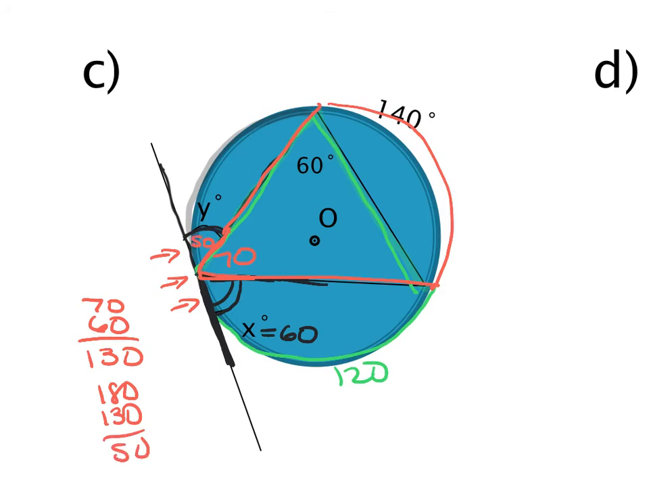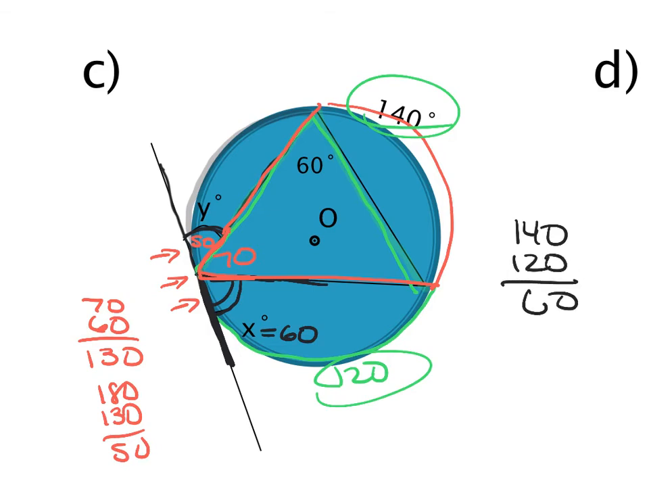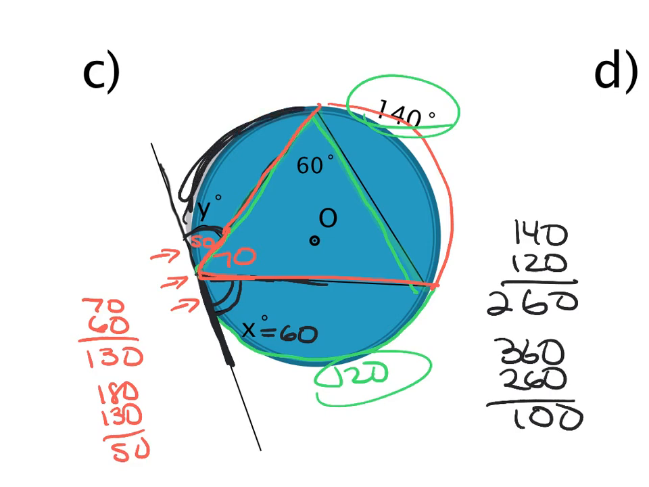Or I could also add these arcs, 140 plus 120, subtract from 360, and now this arc over here, what was remaining, is 100, and then y is half of that. So that's why it's 50. So y equals 50, and x equals 60.